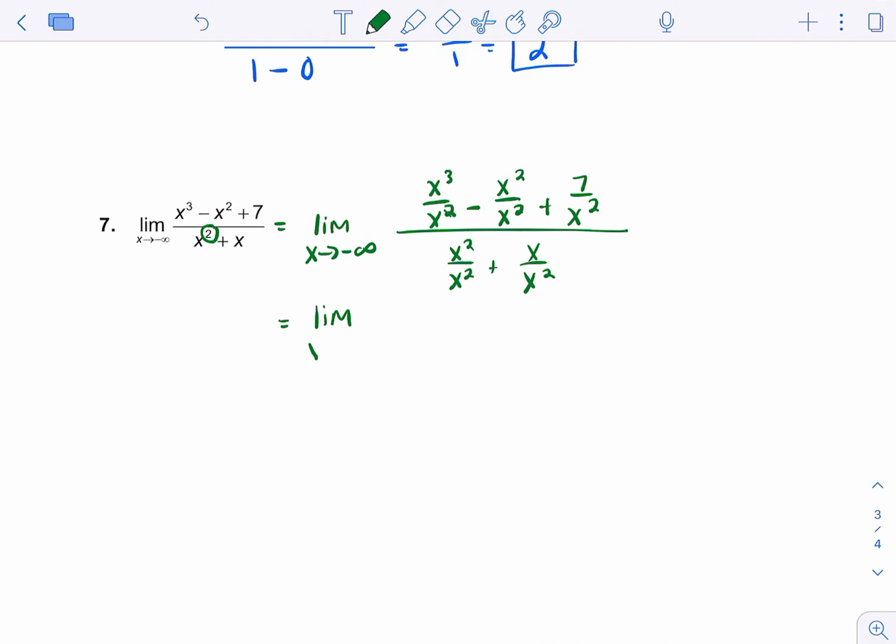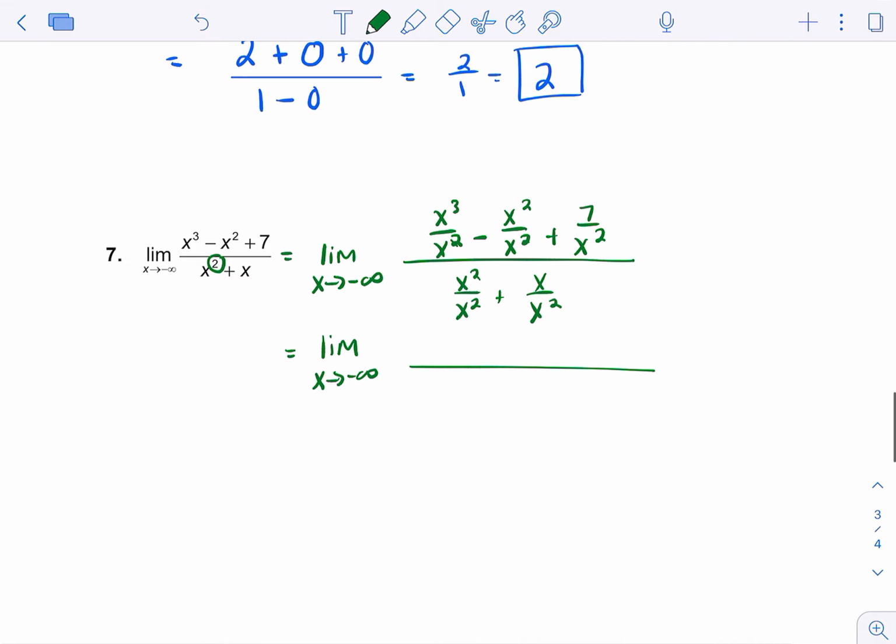Now let's cancel out what we can. All right, x cubed divided by x squared, that just becomes x, and then minus x squared divided by x squared is 1, plus 7 over x squared. Then we get 1 plus 1 over x. So now looking at this, any of those terms that have fractions are all going to go to 0 like we found. The numbers are going to stay, but we have something new here. We still have an x. There's no fraction. There's no nothing here.